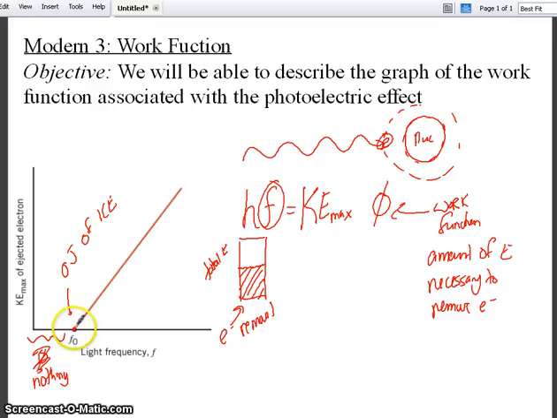Okay, so at this point right here, it'll be ejected, but then it won't have any movement to it because there is just enough to get it out. So that means the kinetic energy would be zero at this point. And then as frequency increases, the amount of energy increases. So there's going to be some left over to give it a kinetic energy. So this is the graph of the work function. The higher the frequency, the more energy it'll have. Therefore, it'll overcome the work function, and then the kinetic energy will increase steadily as we increase here because we have more leftover energy for kinetic.